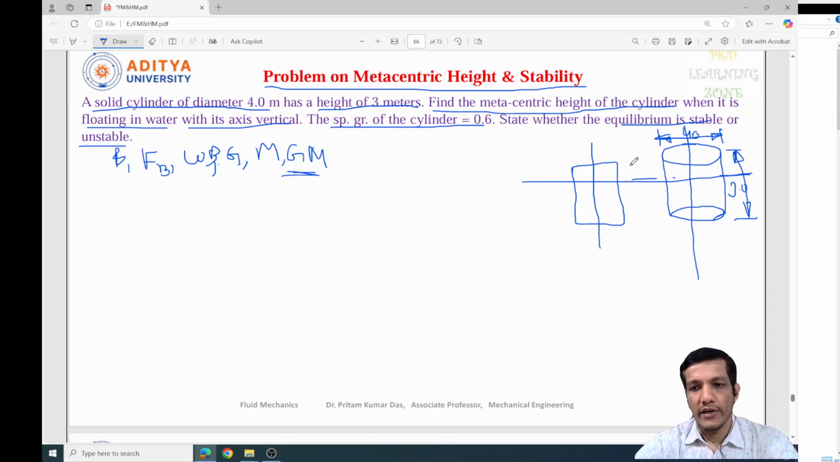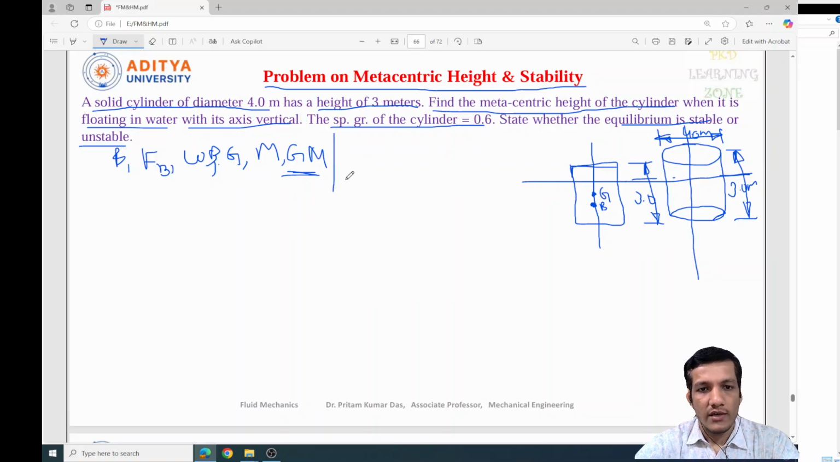Here the total height of this object is given, as I told you already, 3 meter, and the diameter is 4 meter. Now here we can mark one point which defines the center of gravity of this object, G. Next we also need to mark the point B, which defines the center of buoyancy of the object.